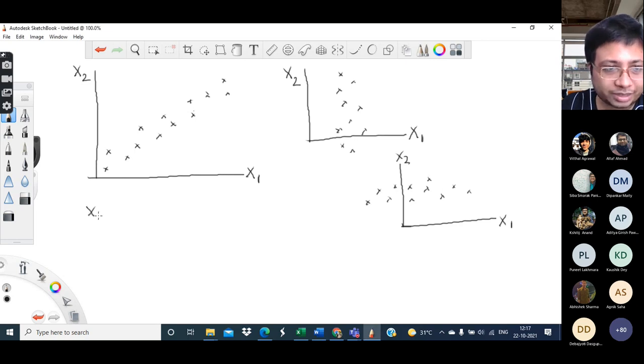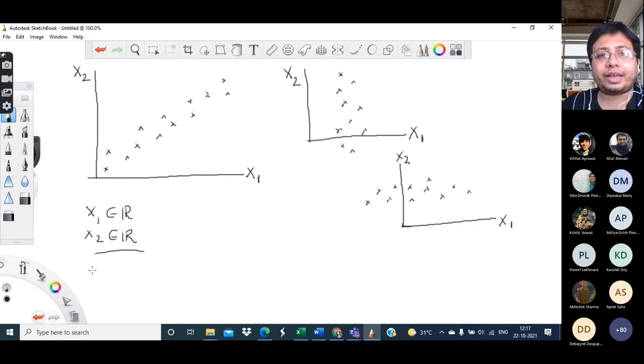There are only two features, x1 and x2, and both of them take real values only. Now let us say that I have n number of data points, n number of observations, and let's say n equal to 100 or something like that. What I mean by observations is that for every data point, I am observing its features, as in x1 as well as x2.